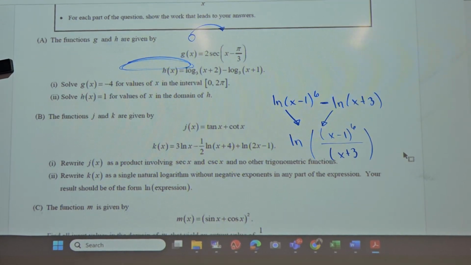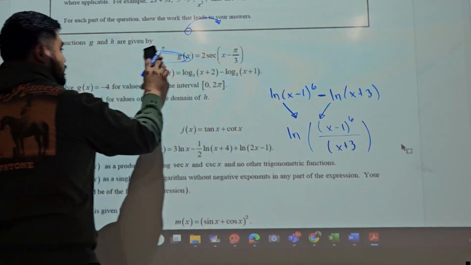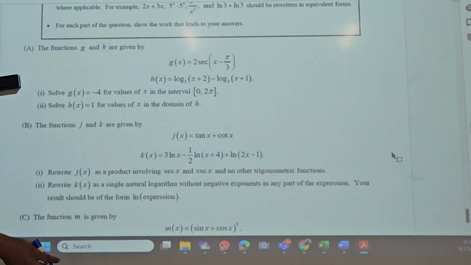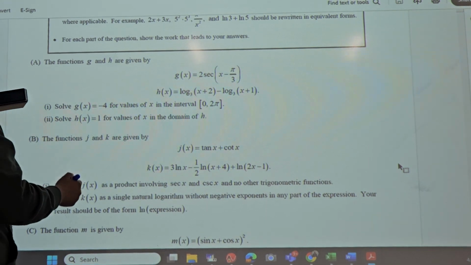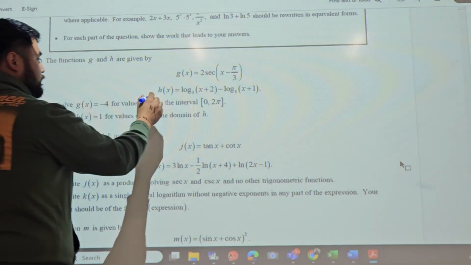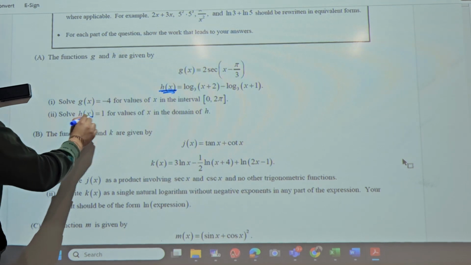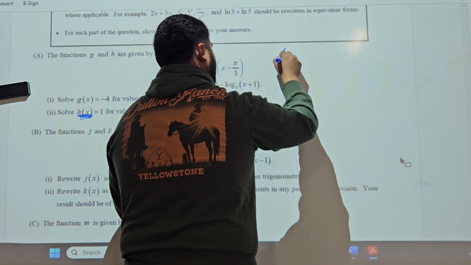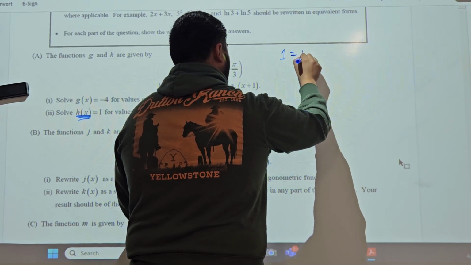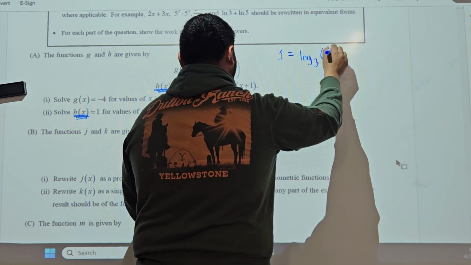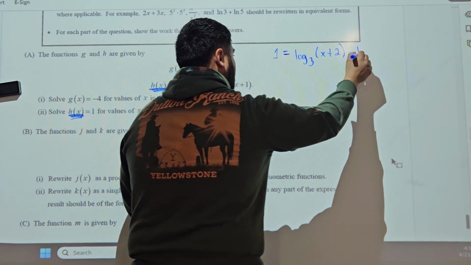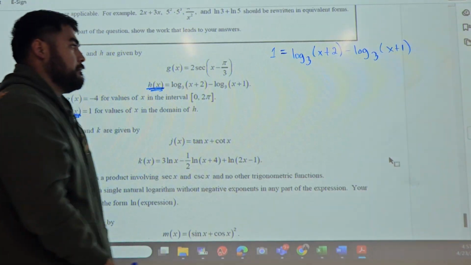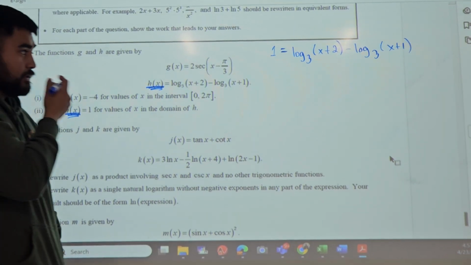So, what about this one? This one looks like more of a challenge. Alright, so again, we're just dealing with natural logs, regular logs, right? So on this one, it's going to be the same setup that we've done before, right? We have two values for each of x, right? So set one side equal to the other. So here I'm going to have 1 equals log with the base of 3 x plus 2 minus log with the base of 3 x plus 1. Alright? So now try to tackle the logs first. Is there any numbers in front of the logs?